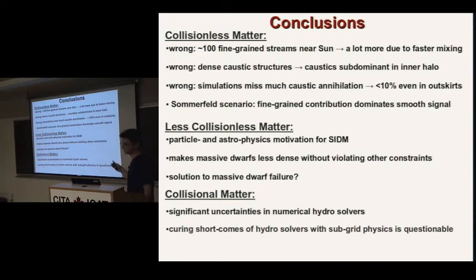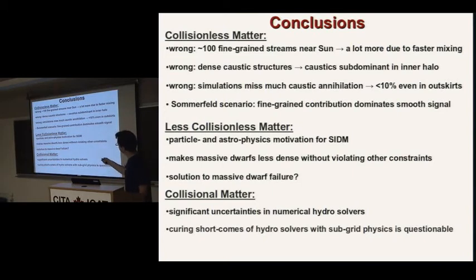There is a lot more mixing going on, just because of the dimensionality of the problem and because of the small scale structure. Then there were also claims that you have dense caustic structures in the halo which could lead to strong annihilation radiation. This is also not the case, again because of this mixing issue. The caustic density just decays a lot faster in these more general systems.